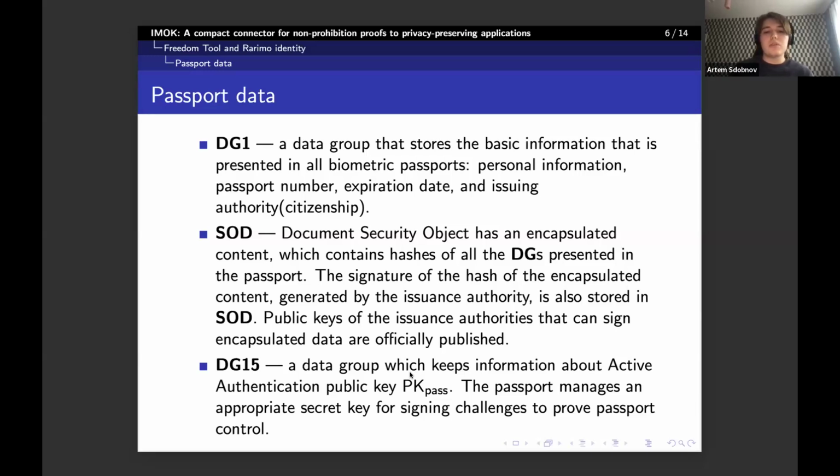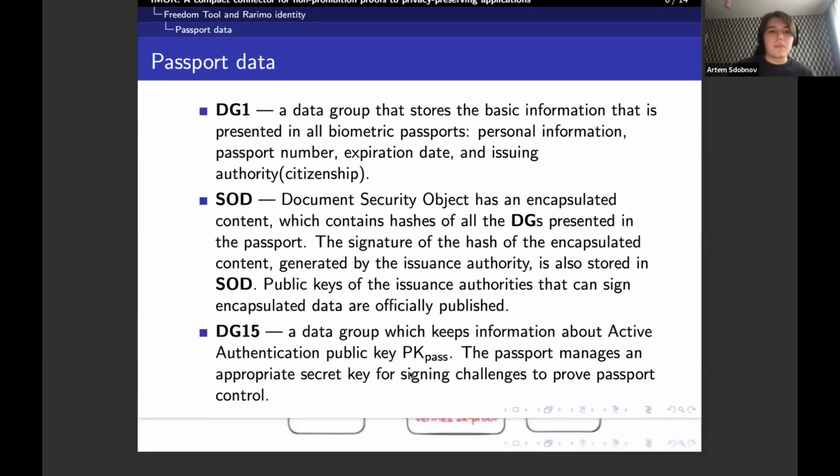And DG15 is a data group which keeps information about active authentication. So it keeps the public key of your passport, and it could manage signing some challenges with your passport secret key, but you can't reach this secret key directly, so that other people won't be able to steal your information.